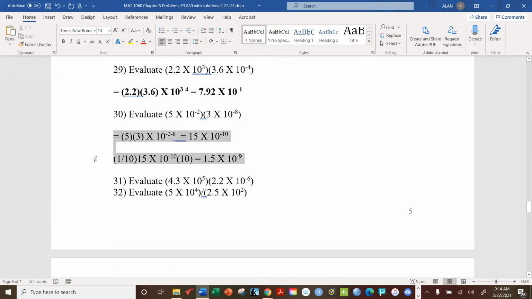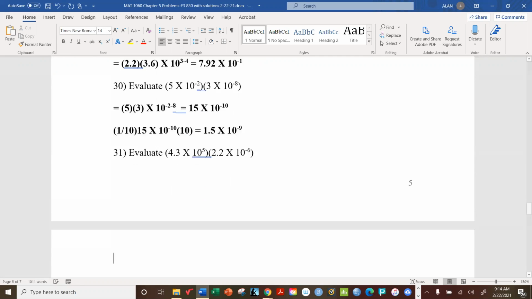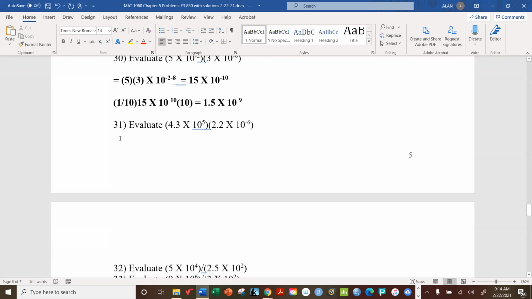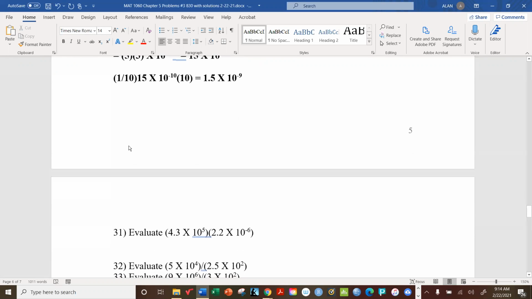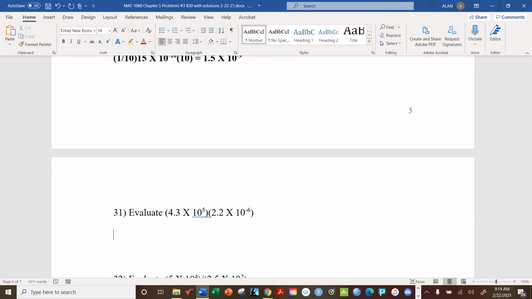But anyway, one more of these and then we'll do some division. Yeah, I know this is your favorite thing in the world to do, but let's keep it going. All right, so what do we have here? 4.3 times 2.2 times 10 to the 5 minus 6 power. Okay, so 4.3 times 2.2 is 9.46 times 10 to the minus 1. Okay, so that's that. We're done there.